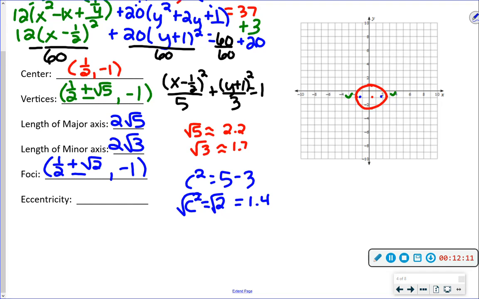Eccentricity. C over A. Man, we got a lot of roots here. So C, remember, C was our square root of 2. What was A? What's your bigger denominator? Square root of 5. And just when you think you're done, we can't have a square root in the bottom. We're going to rationalize. So square root of 10 over 5.